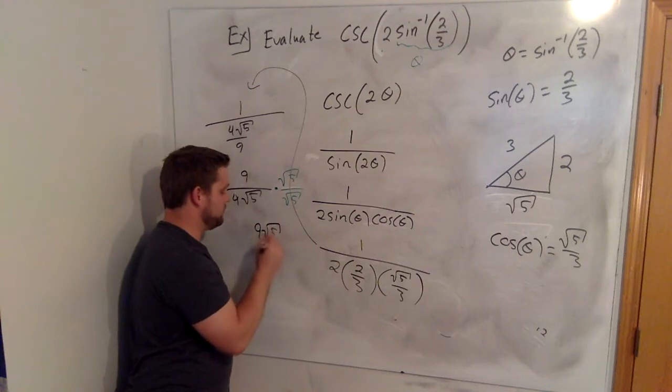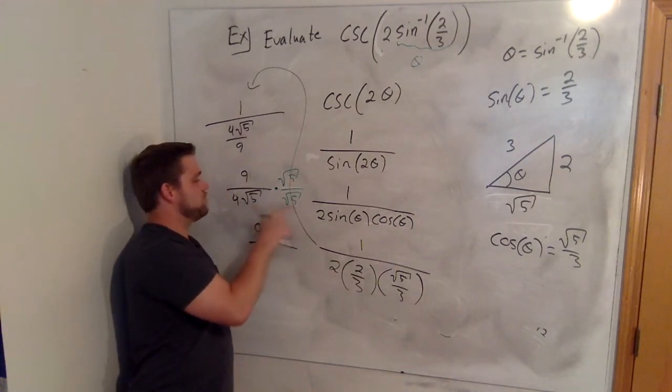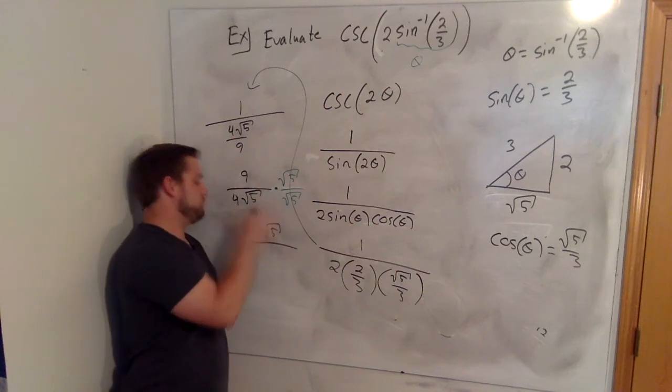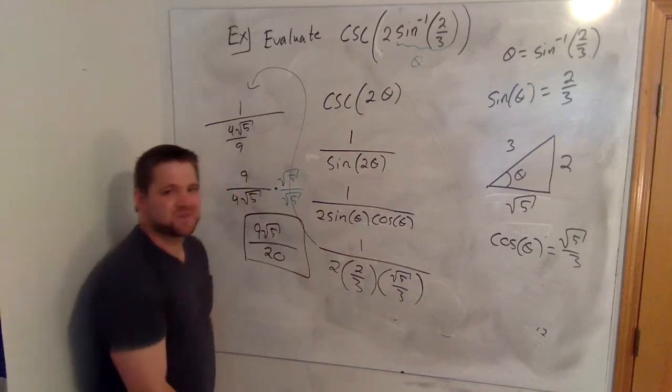9 times root 5 all over. We're going to get a 4 times root 5 squared. Root 5 squared is 5, so we get 4 times 5. We're going to get out 20. So here is our answer.